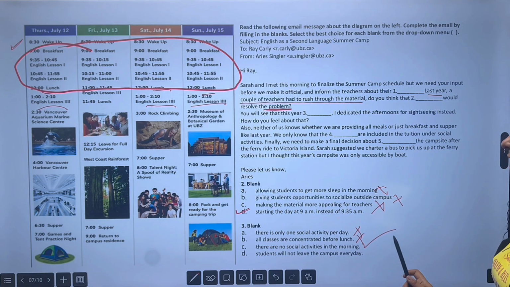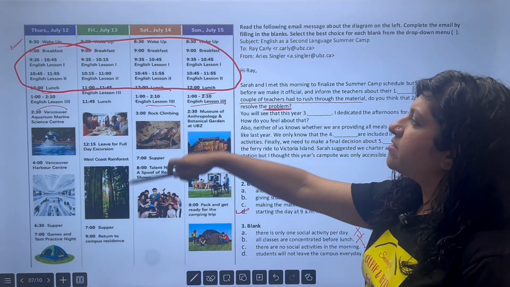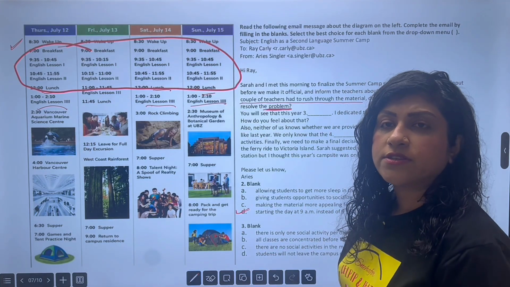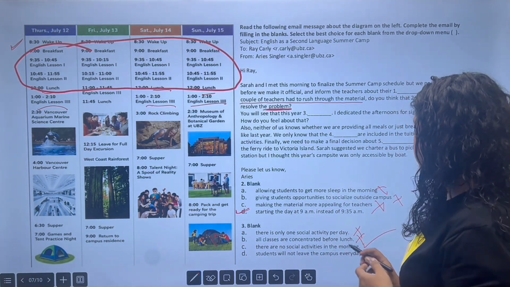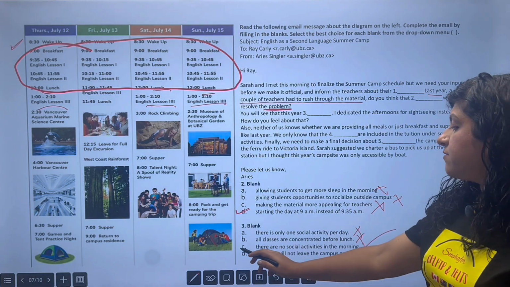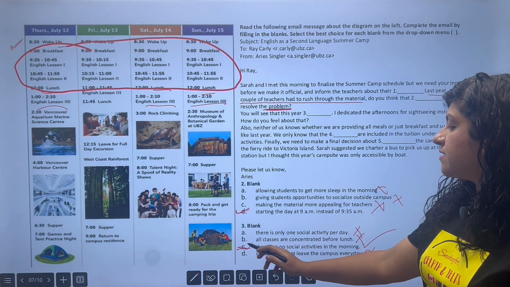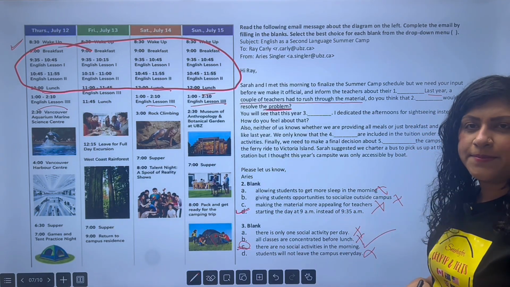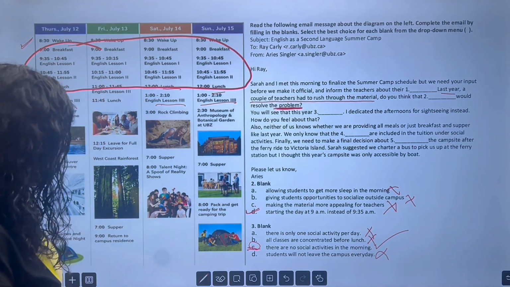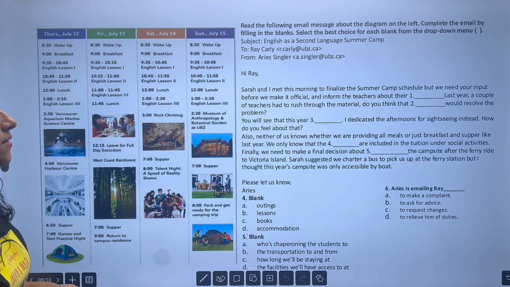Students will not leave the campus every day. Now this schedule does not talk about whether students are going to leave the campus or not. It's definitely not about this. So the answer for question number 3 is C. I hope things are clear so far. Alright, so now let's move on to the next questions.